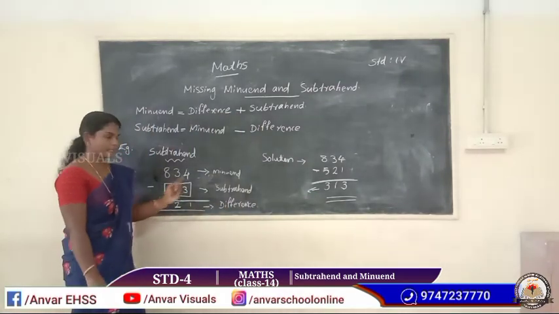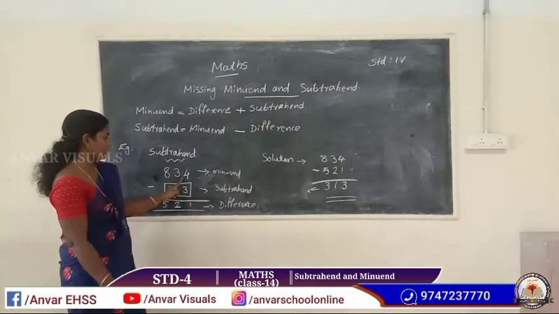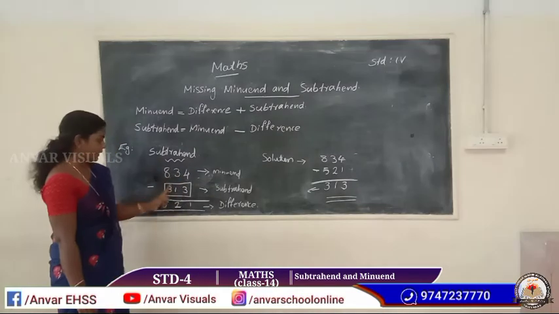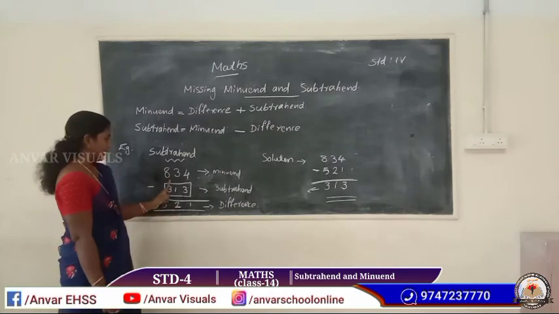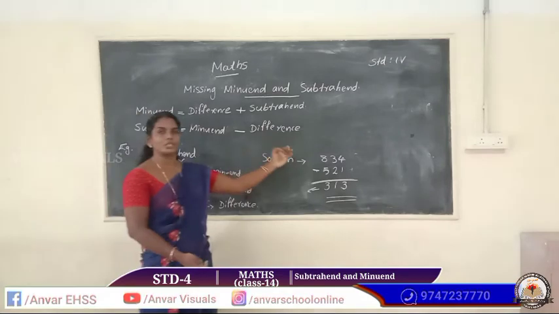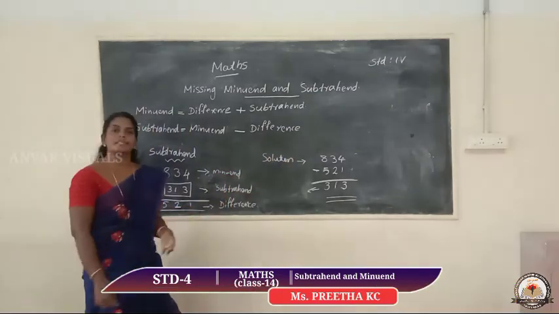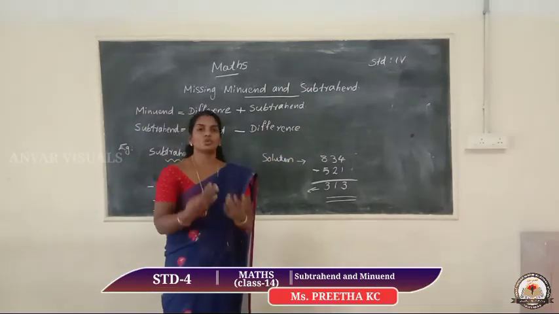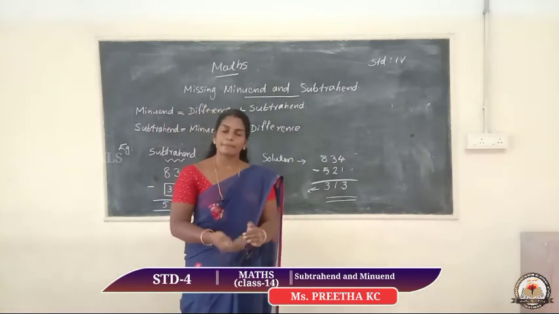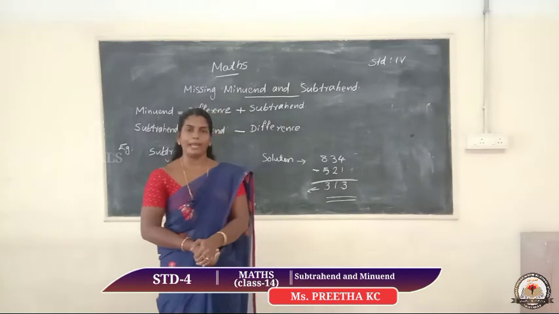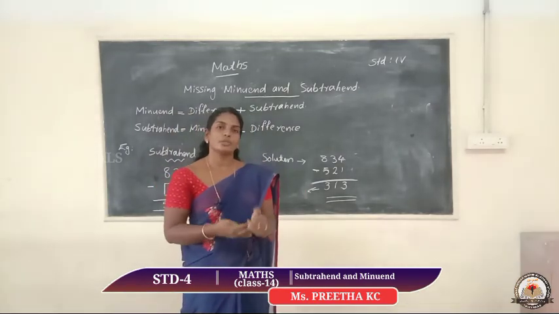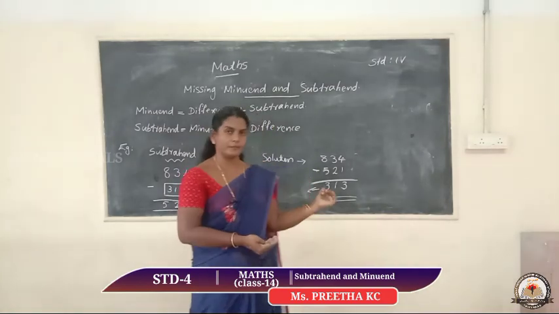Let me check whether it is correct or not. First, 4 minus 3, we got the answer 1. Then 3 minus 1 is 2. 8 minus 3 is 5. So by applying this equation, we get the correct subtrahend. These are the two methods, or equations, used for finding the missing subtrahend and minuend. I hope all of you are clear about this problem. If you need more clarity, you can do more problems.